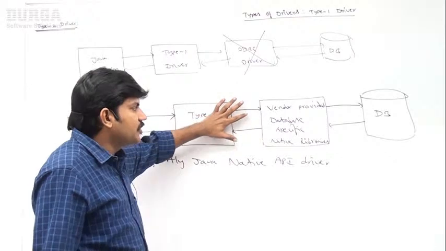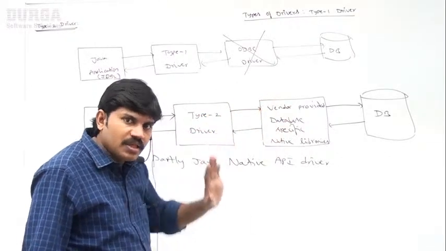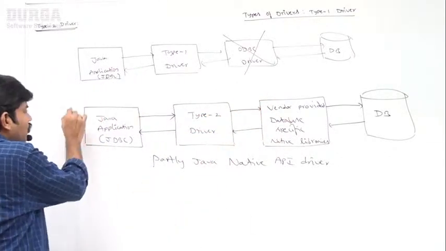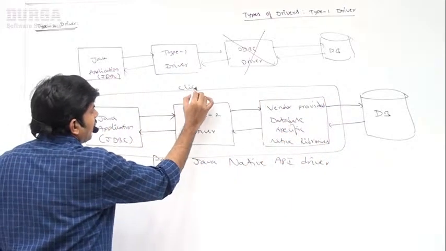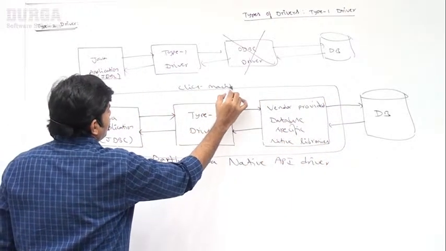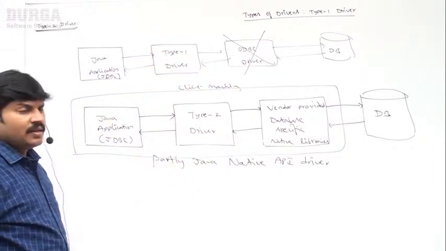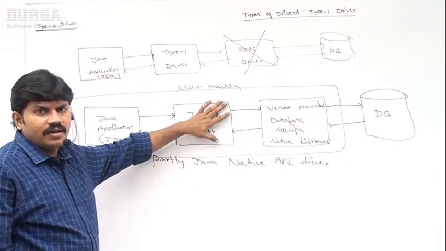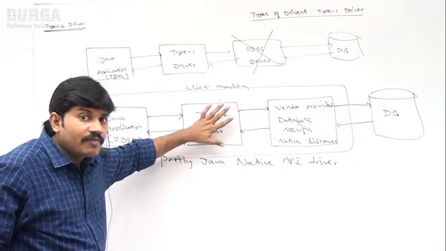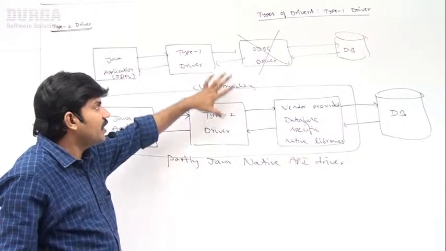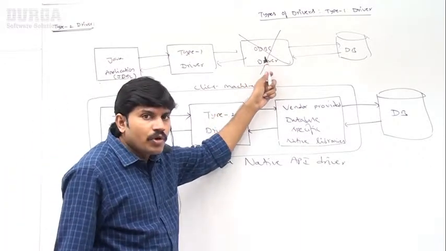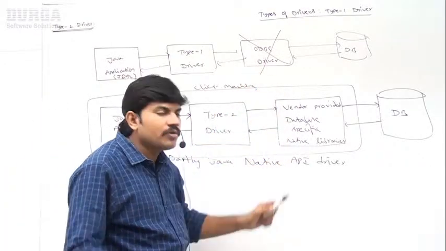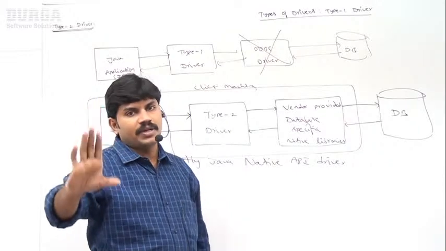On the client machine, we are required to install these native libraries, right? Sir, this total part itself is the client machine. Remember this. That's all. So it is very clear what the architecture diagram of the type 2 driver is. The type 2 driver is exactly the same as the type 1 driver, except that the ODBC part we have to replace with what? Vendor provided native library calls.